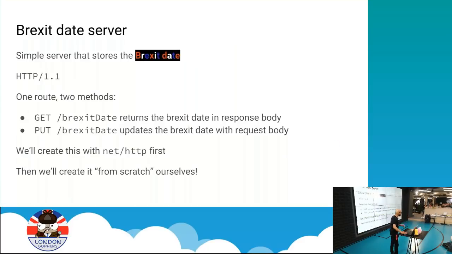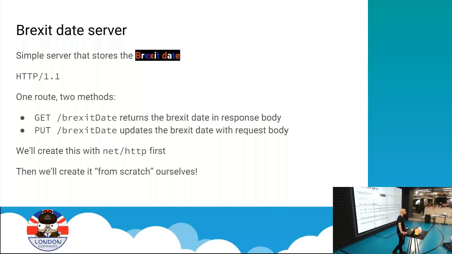So today, we're going to build a server that stores the date of Brexit. It's a Brexit date server. It's mad. I mean, the government can't even do this, but we're going to be ambitious. We're going to try and do this ourselves. It's a really simple server. It's going to be using HTTP 1.1 because HTTP 2 is a bit more complicated, and so is HTTP 3, and that would take 3 hours instead of 30 minutes, which is what I have.